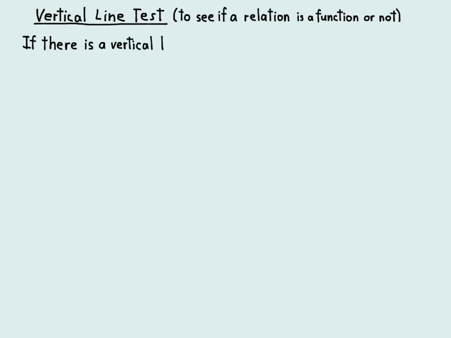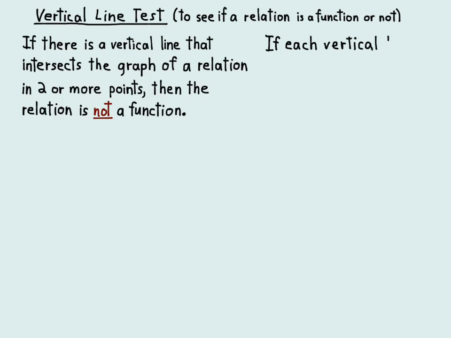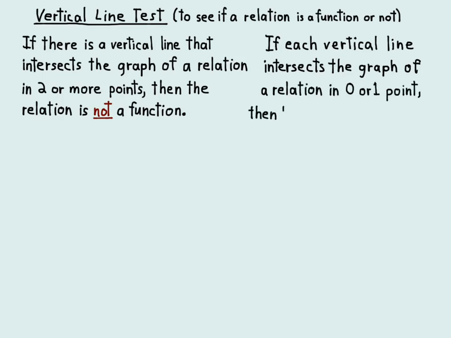It says if there is a vertical line that intersects the graph of a relation in two or more points, then the relation is not a function. And conversely, if each vertical line intersects the graph of a relation in 0 or 1 point, then the relation is a function. You'll see this stated in different ways, but I think this is fairly clear.